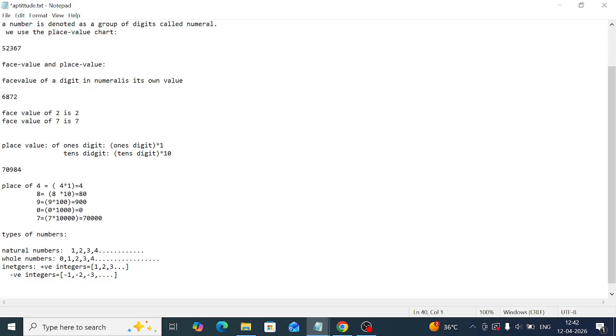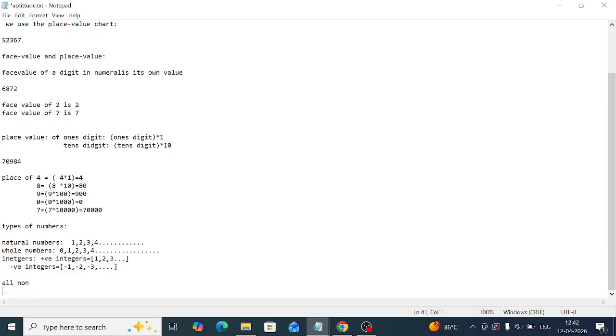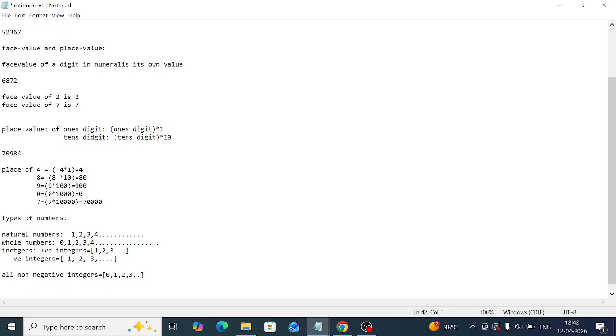all non-negative integers means, see, positive integers, negative integers, all non-negative integers means all I mentioned. That's why 0, 1, 2, non-negative, that means positive values and so on we will get. Okay, and one more thing is all non-negative. Next, even numbers.